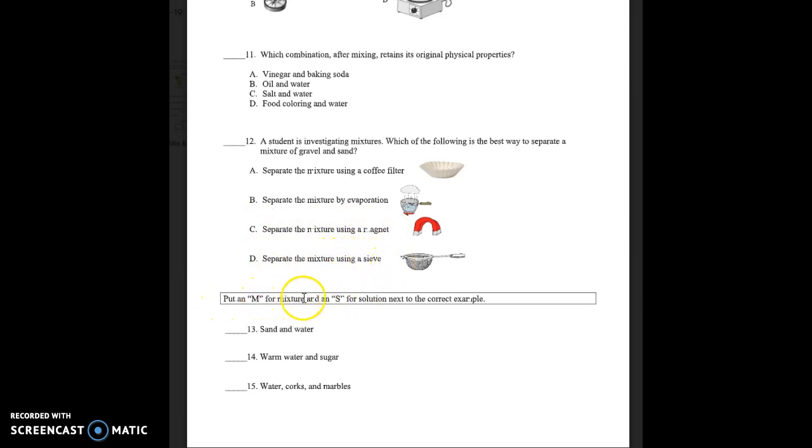Put an M for mixture and an S for solution next to the correct example. Number 13. Sand and water. Number 14. Warm water and sugar. Number 15. Water, corks, and marbles.